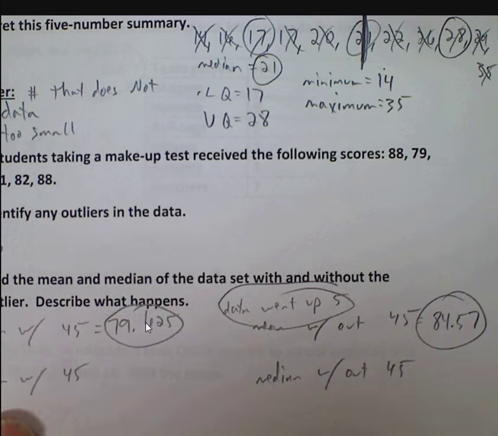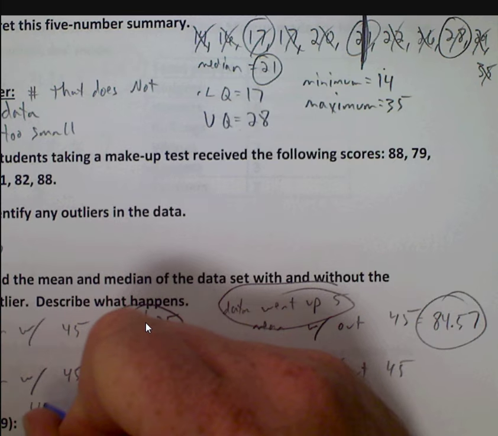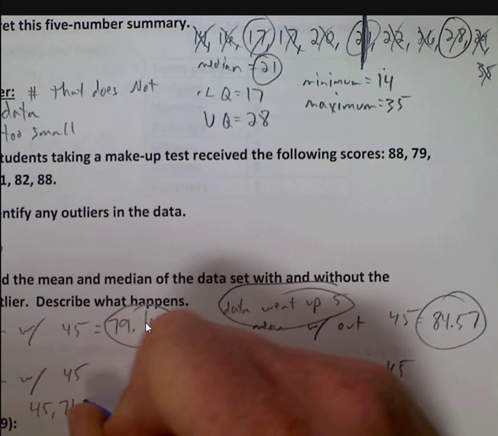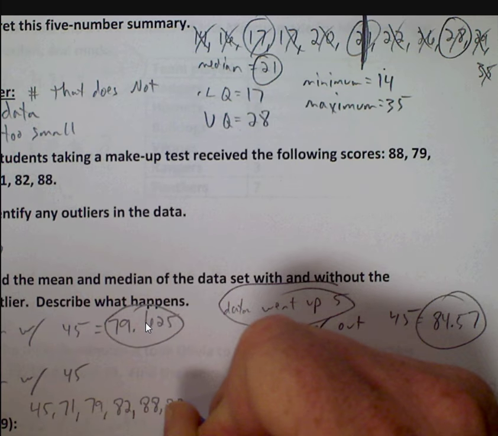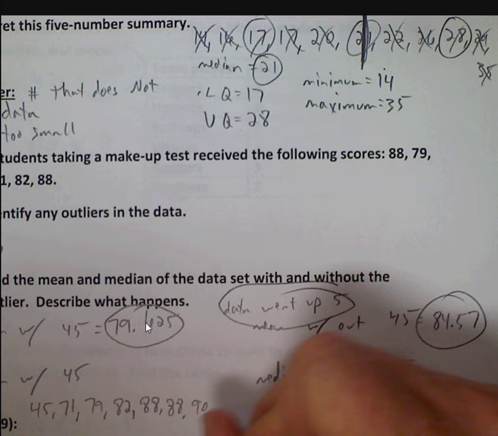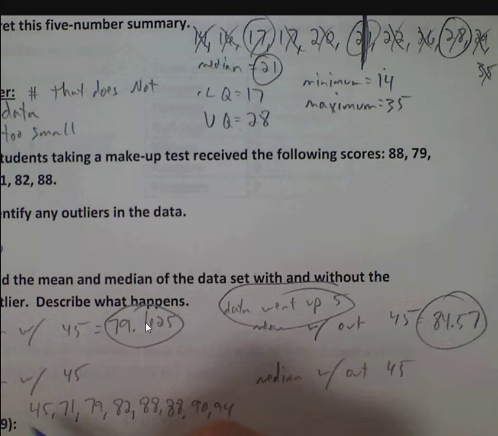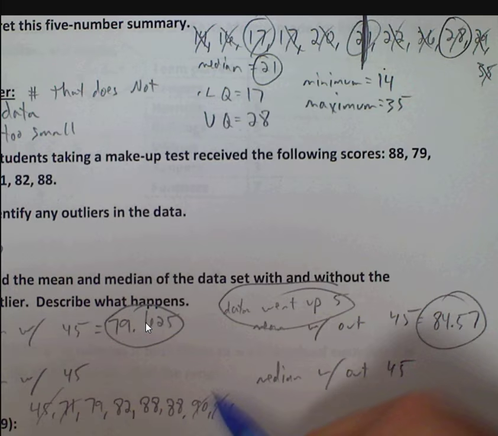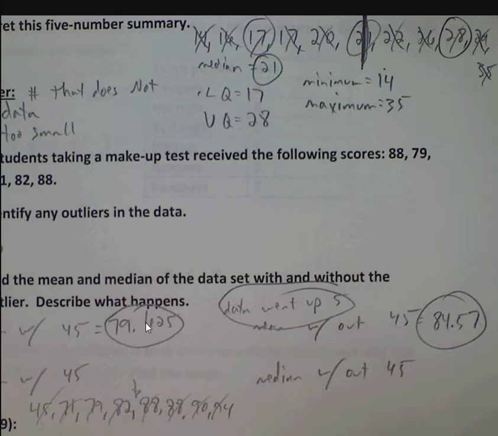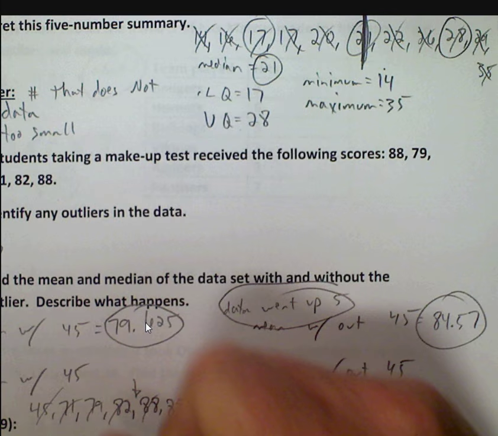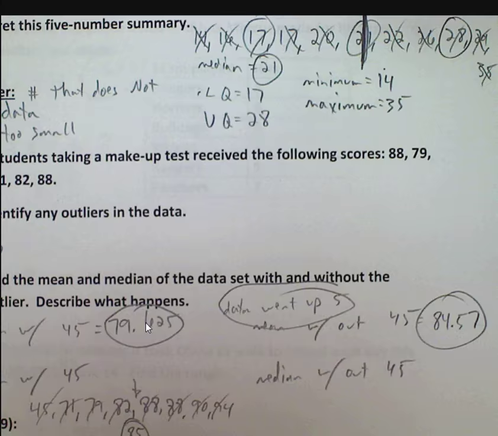Now let's find the median with 45. So let's go ahead and put them in order. I have 45, 71, 79, 82, 88, 88, 90, 94. The median is in the middle, small, big, small, big, small, big, small, big, so it's the number in between 82 and 88. I would take 82 plus 88. 82 plus 88 is 170. Divide that by 2, and I get 85.